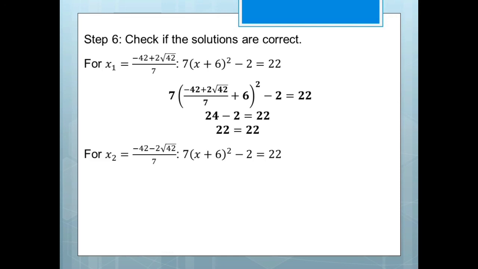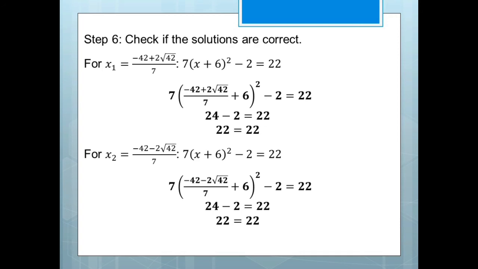And for x sub 2, the same with x sub 1, we need to substitute the value, which is negative 42 minus 2 square root of 42 all over 7 to our original equation. So we have 7 times the quantity of negative 42 minus 2 square root of 42 all over 7 plus 6 squared minus 2 equals 22. So we have 24 minus 2 equals 22, and 22 is equal to 22. This means that our solutions are correct.